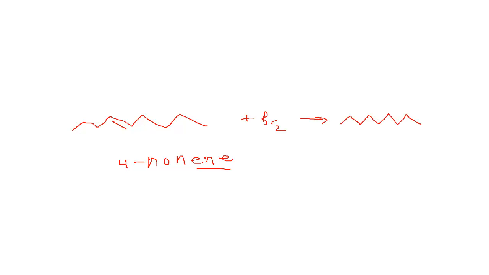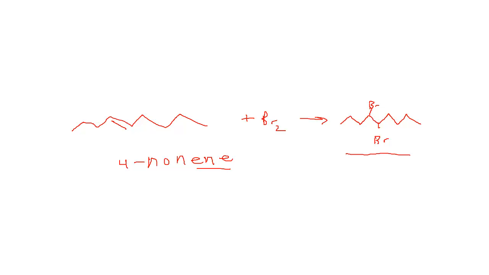Again, 2, 4, 6, 8. There's 9. And now this double bond here opens up, and we get a bromine attached here, and a bromine attached here. Okay, so we've added bromine to these 2 carbons. So this would be our product, and so we need to be able to identify this product.